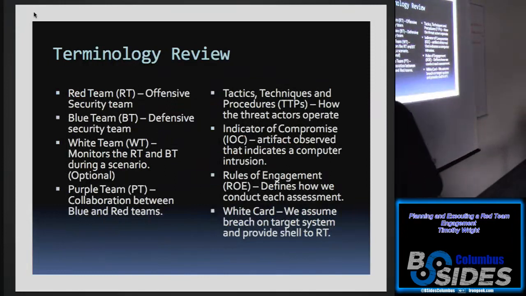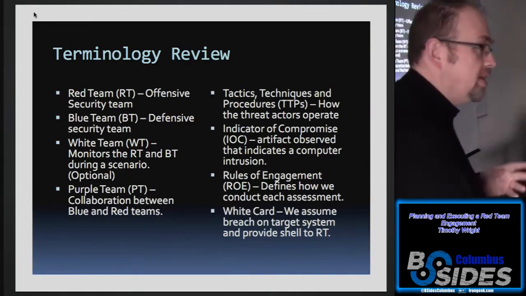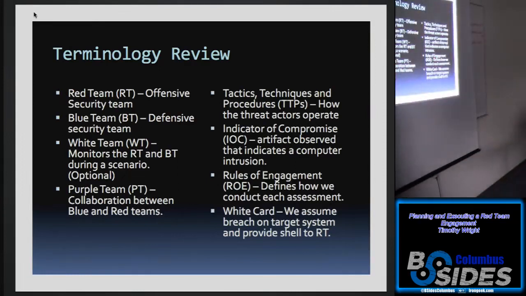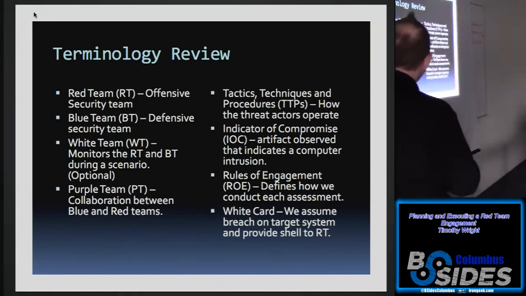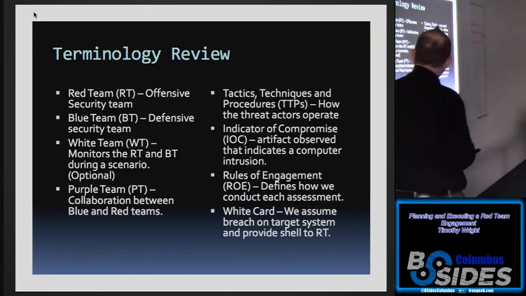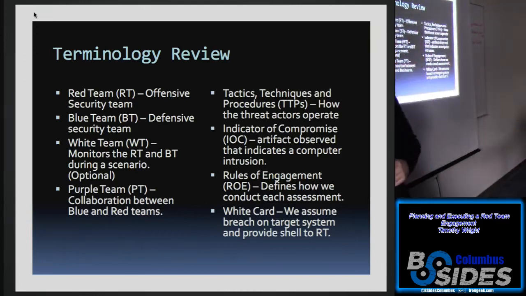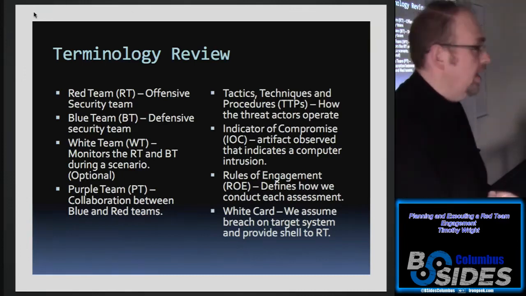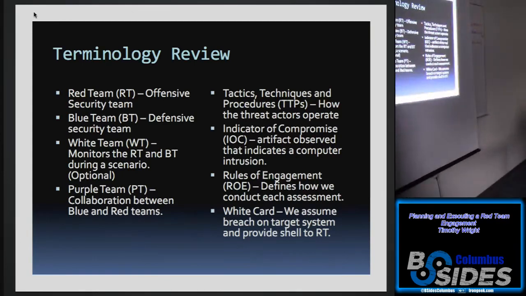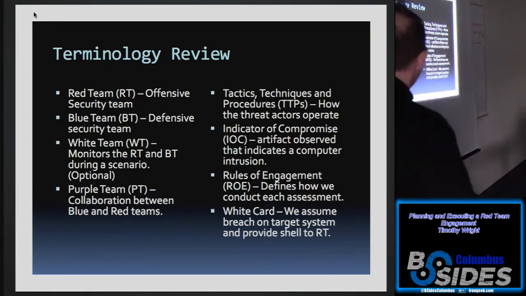So, terminology review real quick: red team, blue team, white team. If you're setting up a training engagement, a white team is more like a monitoring team, making sure that one group or the other doesn't step out of bounds, or kind of judges, making sure the rules aren't broken when you define the scenario. Purple team is kind of a collaborative effort between blue and red. Dave Kennedy and others have been talking about purple teaming for a long time. I happen to be a supporter of that concept.